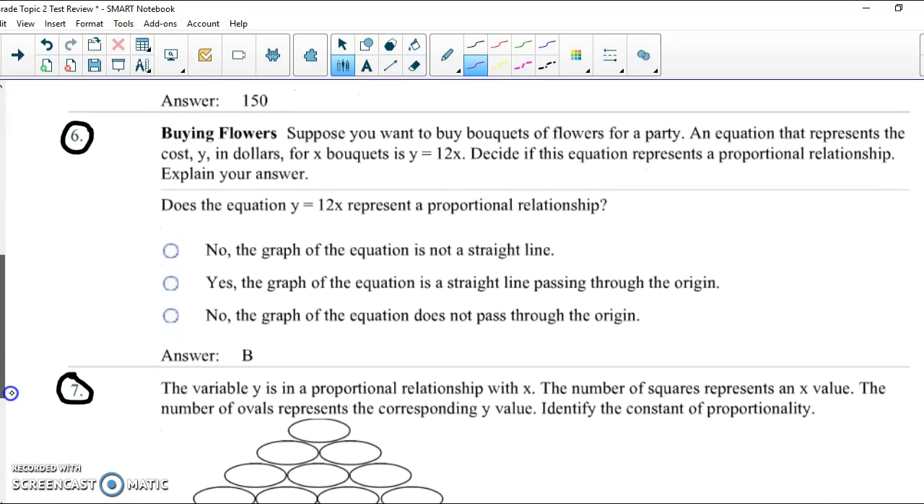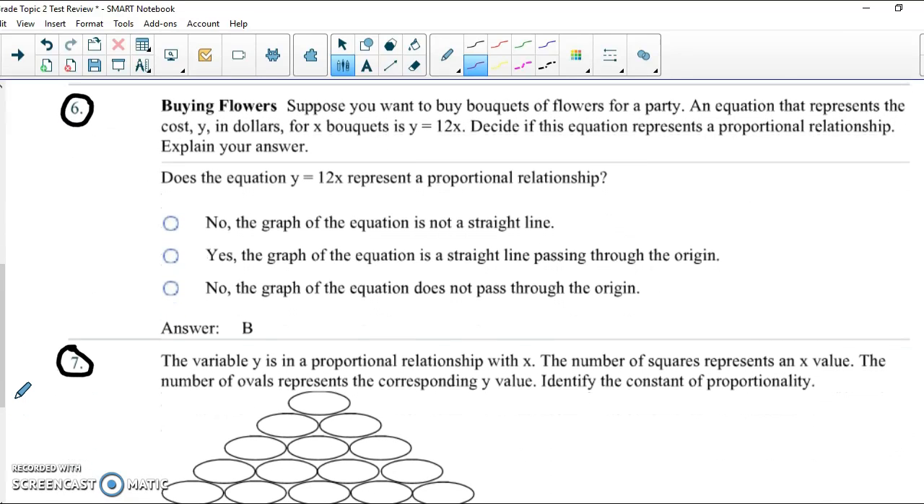All right, the next problem we're going to review is number 6. Suppose you want to buy bouquets of flowers for a party. An equation that represents the cost y in dollars for x bouquets is y equals 12x. I'm trying to decide if this equation represents a proportional relationship. I need to decide yes, it's a straight line and it passes through the origin, or no, it's not a straight line, or no, it does not pass through the origin. As I'm looking, I see that I'm not adding anything to this x term, which tells me it probably goes through the origin. But let's check it out.